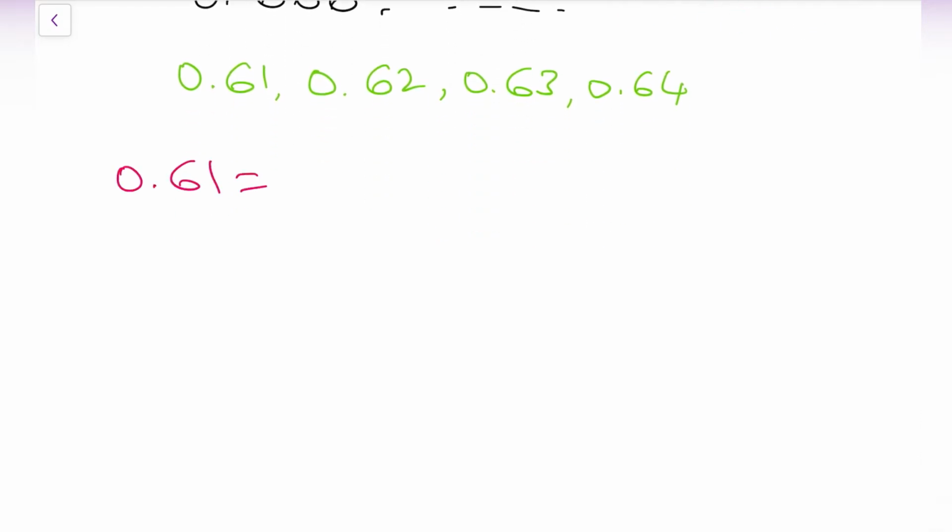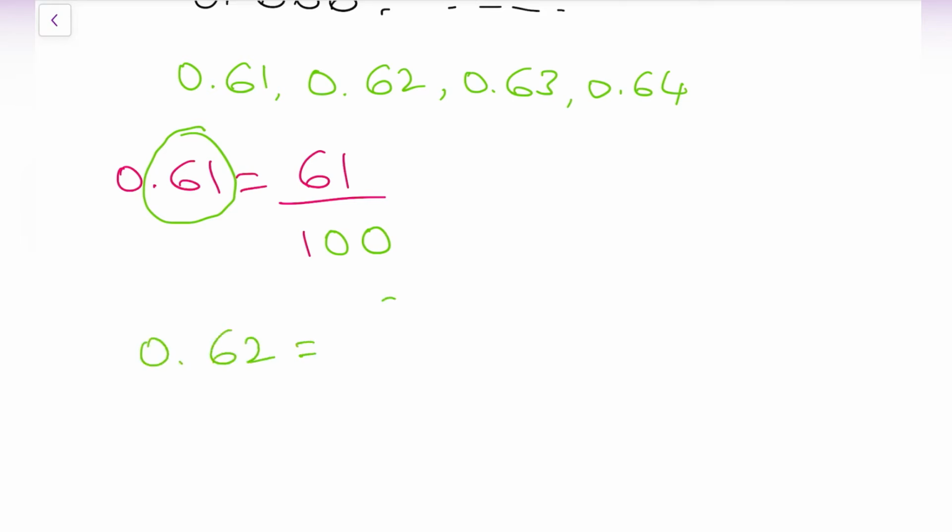0.61. First, if we remove the decimal, it will become 61, divided by 1. Now after the decimal, here two digits are there, so keep 2 zeros. 61 divided by 100. Next number 0.62, the same way 62 by 100. Next 0.63, 63 divided by 100.